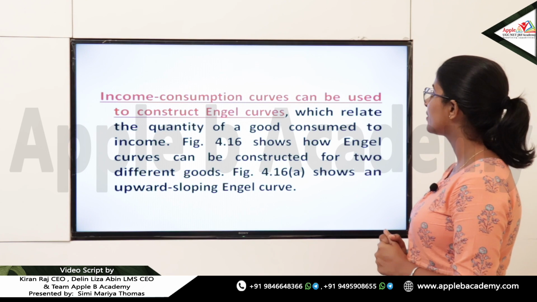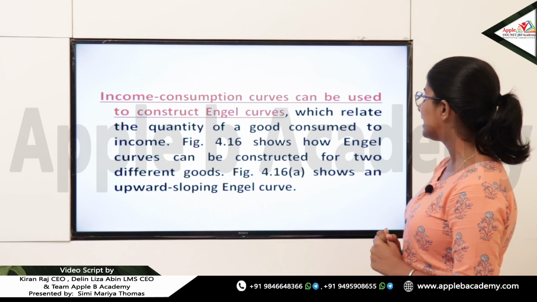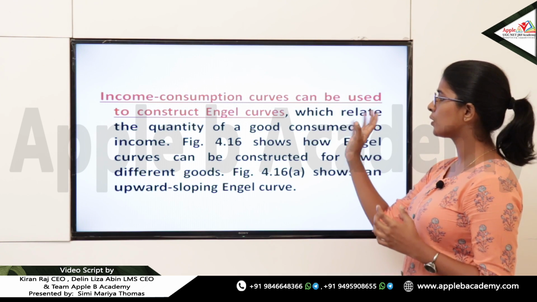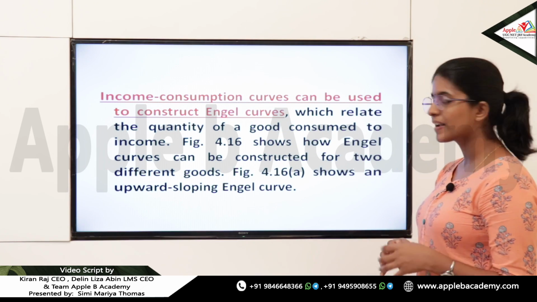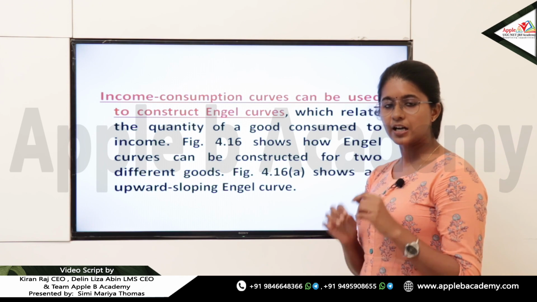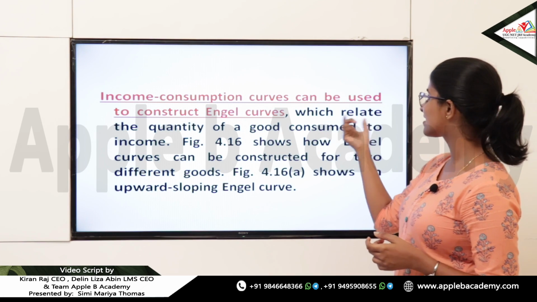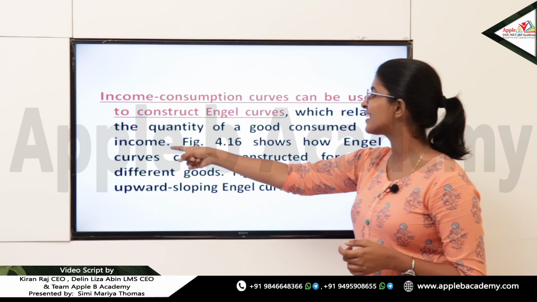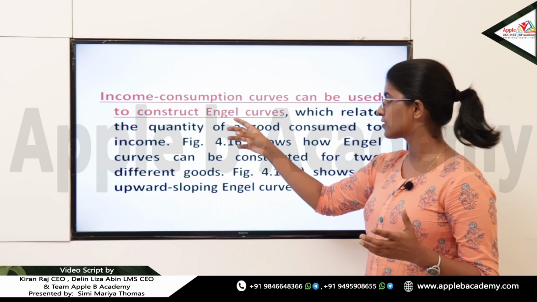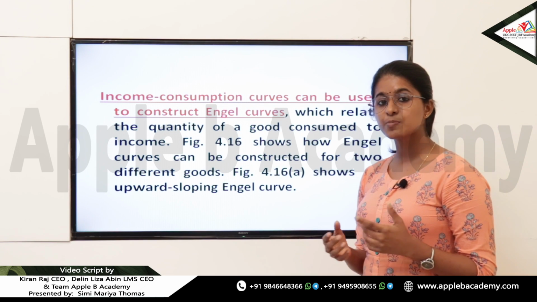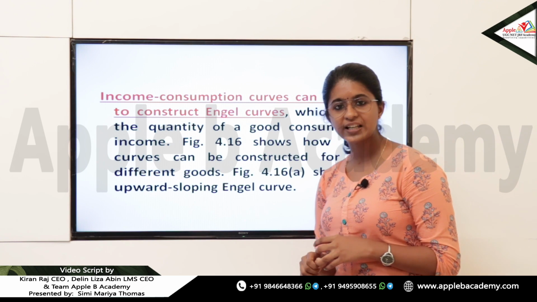Income consumption curves can be used to construct Engel curves, which relate the quantity of the good consumed to income. So what is being used to construct an Engel curve? Income consumption curves are being used. The consumption with respect to the income is being plotted in order to depict an Engel curve, because it relates the quantity of good consumption to income. Increased income leading to increased consumption of the good means the Engel curve of a normal good can be seen. But reduced consumption with increased income, if plotted on the Engel curve, will be the Engel curve for the inferior goods.